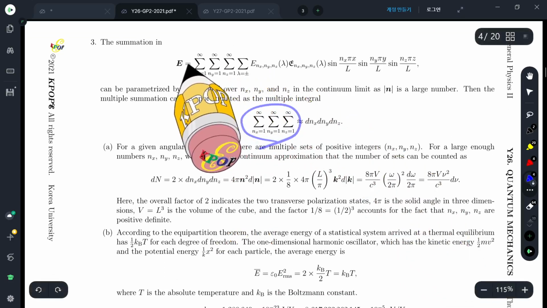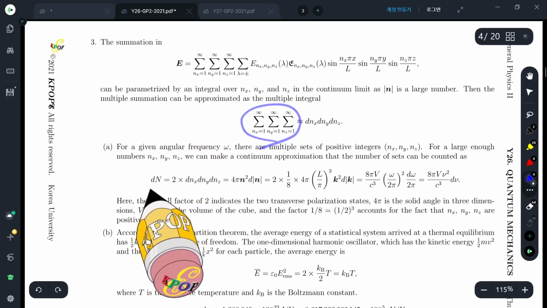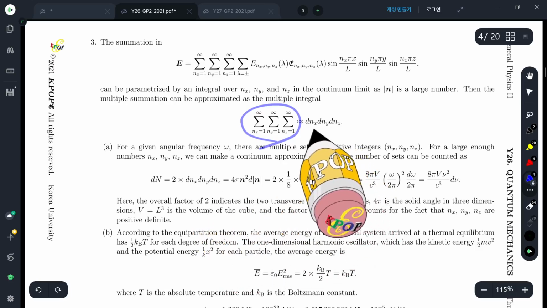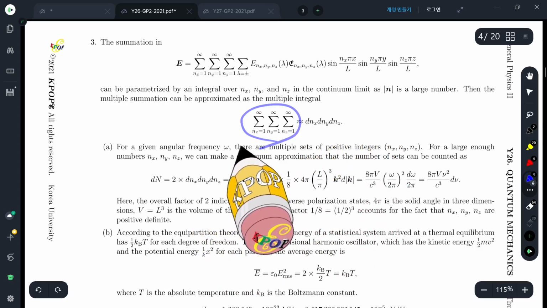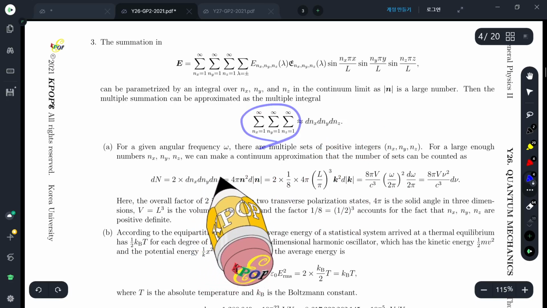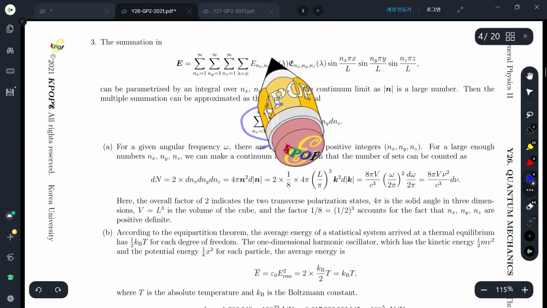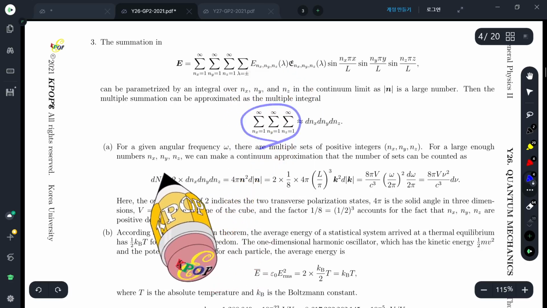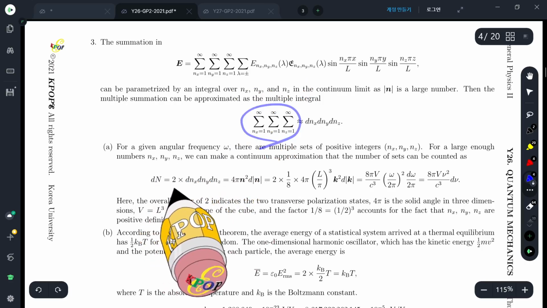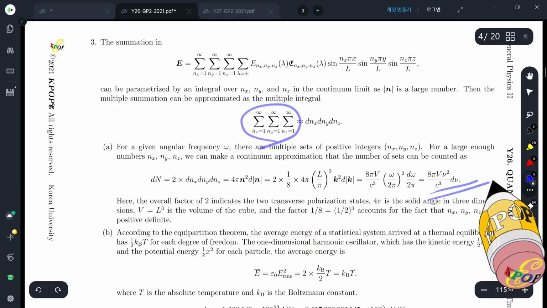The summation is now replaced with a three-dimensional integral for nx, ny, and nz. We just replace this sum over integers with an integral over real variables. And because there is a summation over the two polarization states that are always transverse, we multiply by a factor of 2. At the end of the day, this can be expressed in terms of a frequency integral.